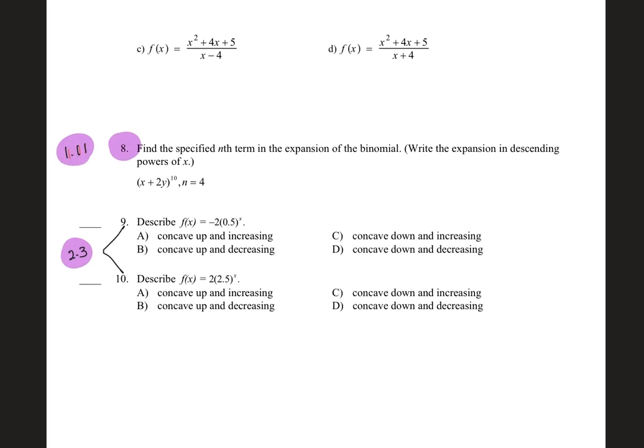Number 8 is 1.11. That's your binomial expansion, finding one specific term. That's when you did the Pascal's triangle and you did the expansion. Numbers 9 and 10, concave up and decreasing or increasing or concave down. This is based on your exponential functions. That came from 2.3. Do we use our calculator for the whole review? No, so if it's highlighted in teal when I get to it, that would be on your calculator part. We haven't hit it yet.